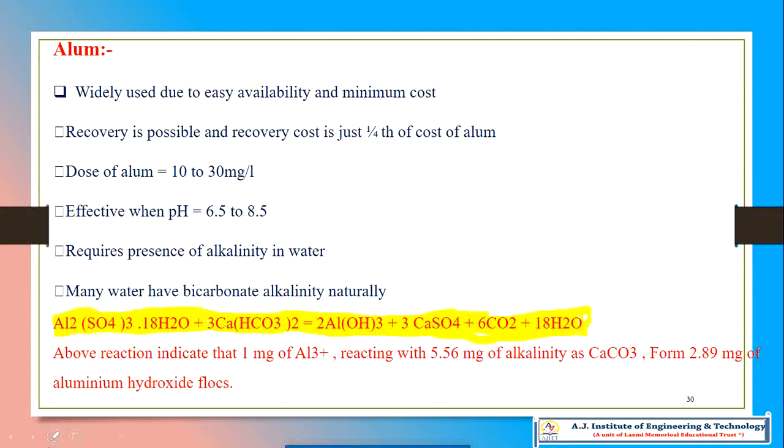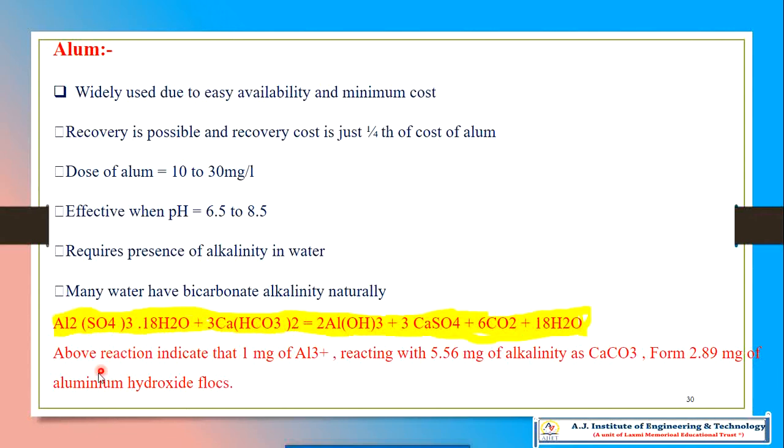Al2(SO4)3 with 18H2O reacts with 3Ca(HCO3)2 alkalinity. See, this requires the presence of alkalinity in the water. This is bicarbonate alkalinity, which is present naturally in the water. The reaction gives 2Al(OH)3, 3CaSO4, 6CO2 and H2O. The above reaction indicates that 1 mg of Al3+ reacts with 5.56 mg of alkalinity as CaCO3 to form 2.89 mg of aluminum hydroxide flocs.